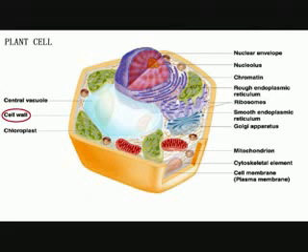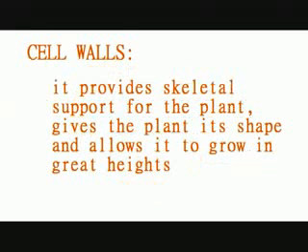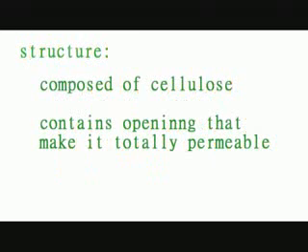The cell wall. It provides skeletal support for the plant and gives the plant its shape and allows it to grow in great heights. It's composed of cellulose, contains openings that make it totally permeable.